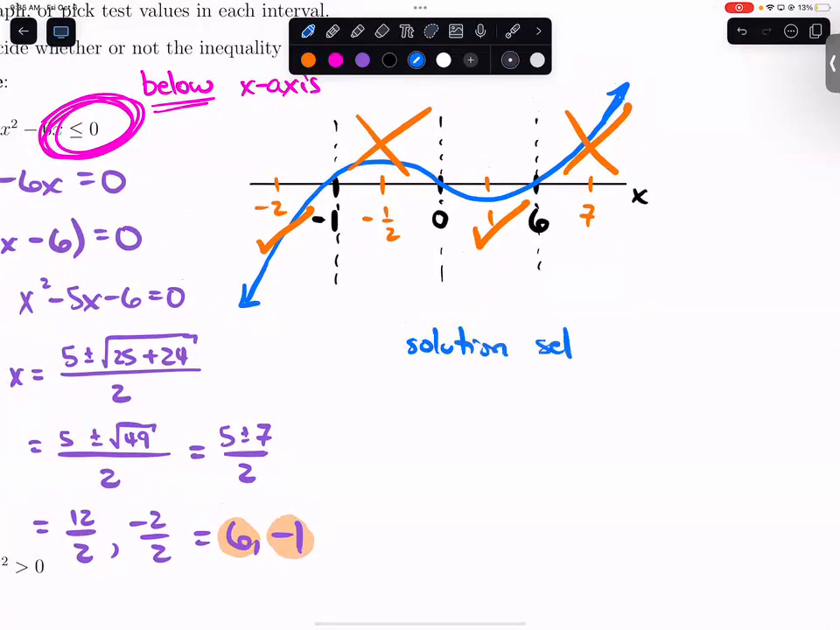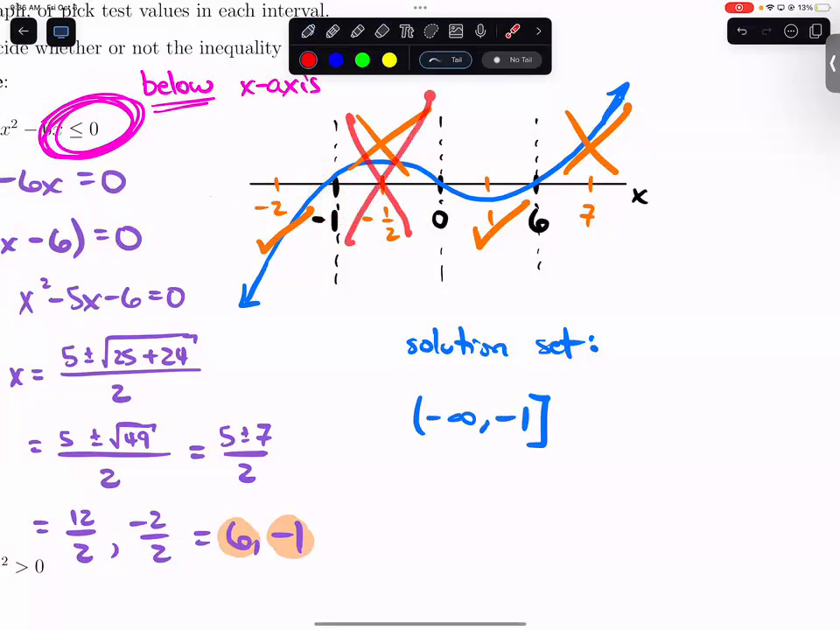What's the solution set then? It's the interval notation version of everywhere that we just decided the inequality was true. So everything from the beginning of time, right? So from negative infinity up to negative 1. And then skip over some stuff. And then everything from 0 to 6.